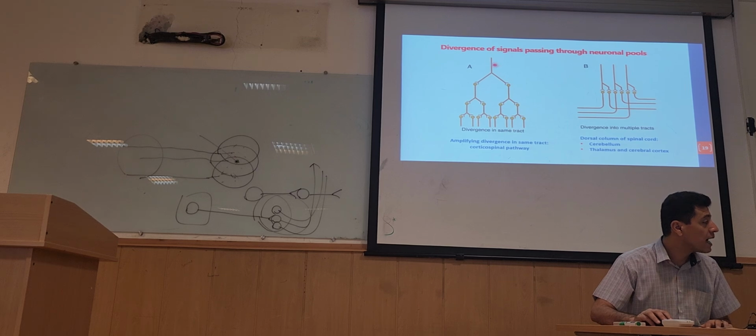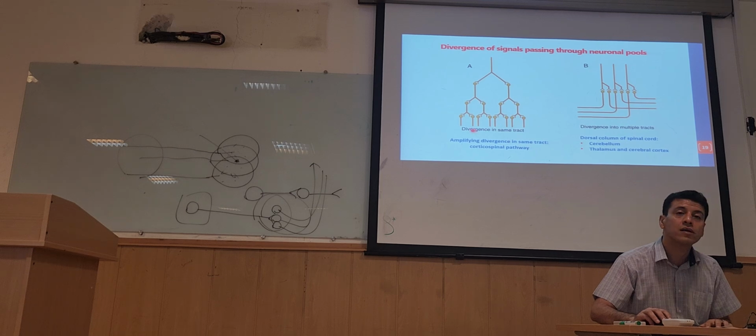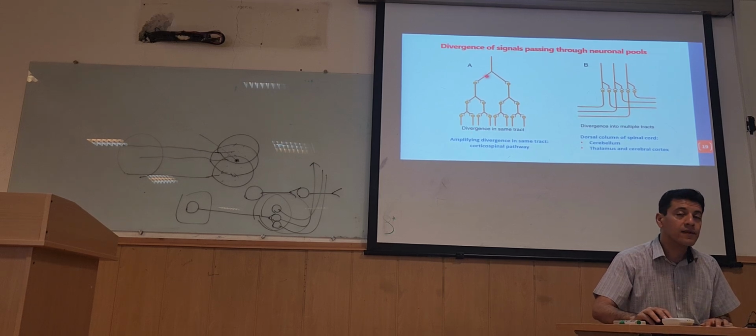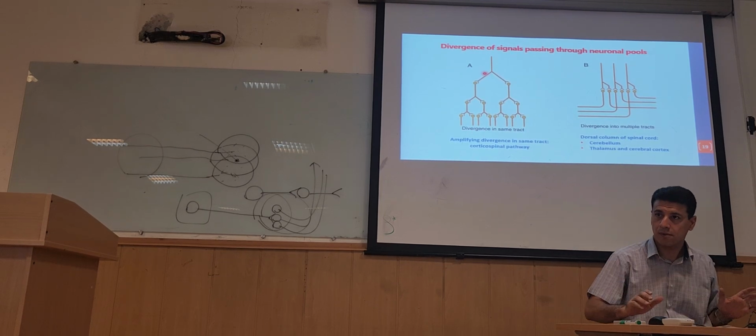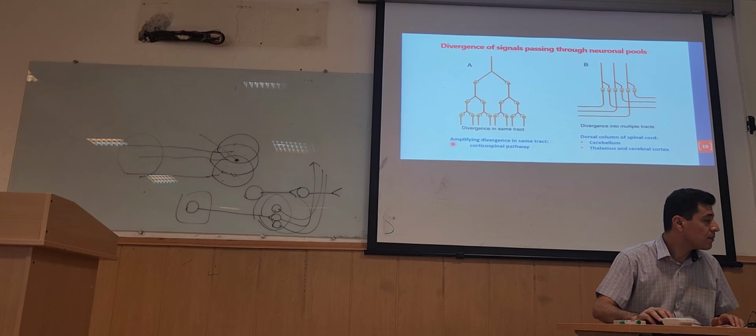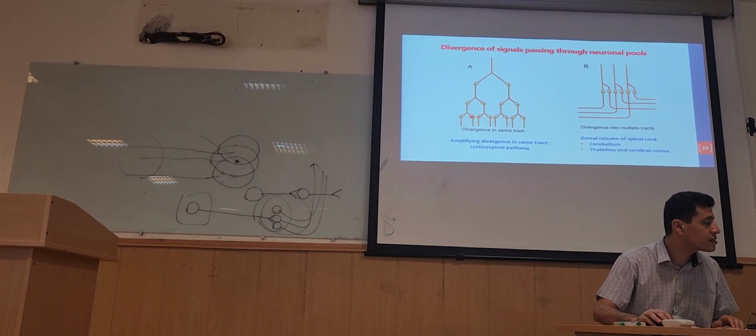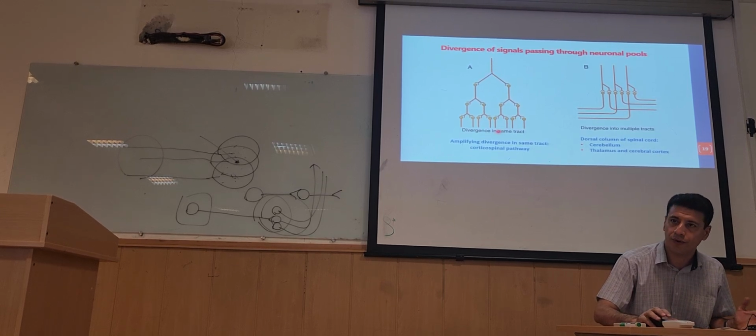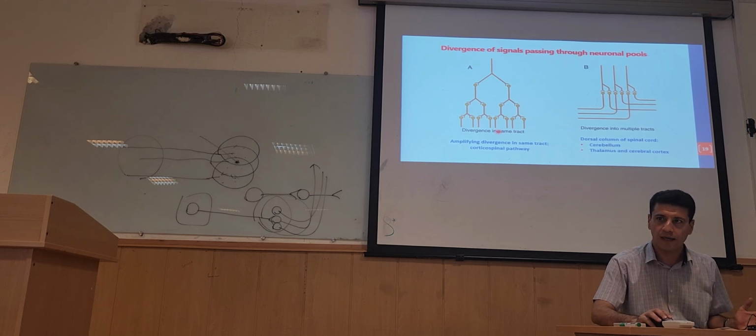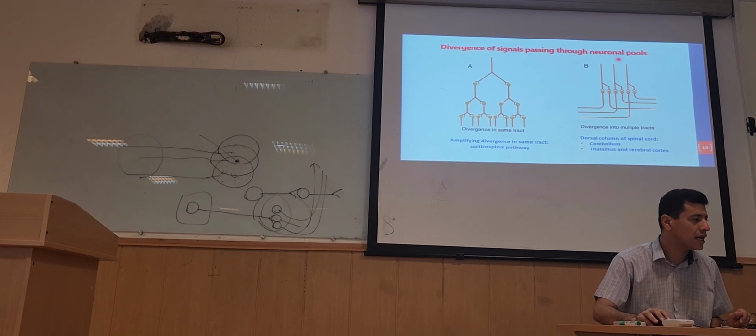Action potential from one neuron spreads over a lot of fibers. So we call this divergence. It's a type of amplifying divergence because one action potential is amplified in this network. So the result is several action potentials in several neurons. Right? So, amplifying divergence.